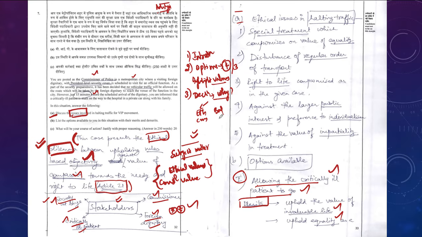So for justification, try to bring in what rules you will follow, and various moral thinkers or quotes you can also bring in your answer to justify what decision you are taking and why you are taking it. This is very important.